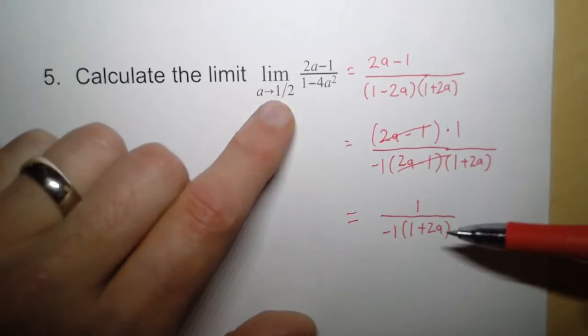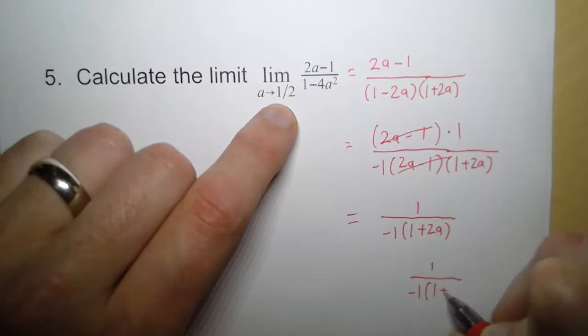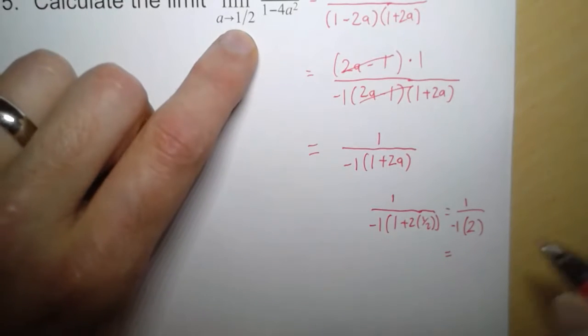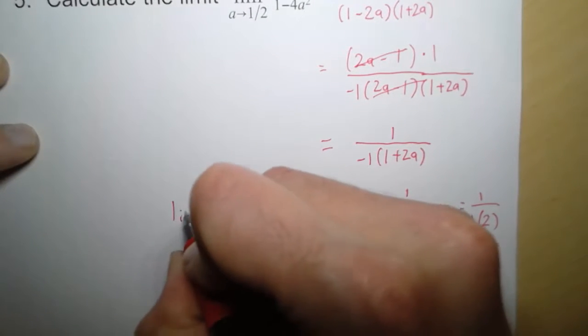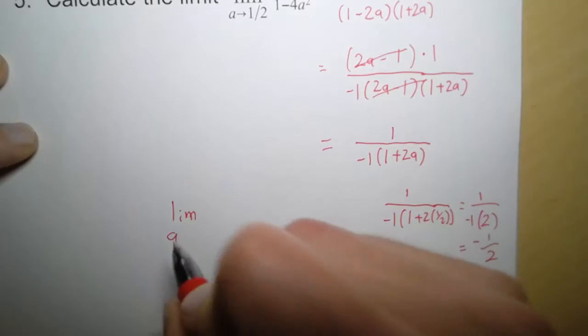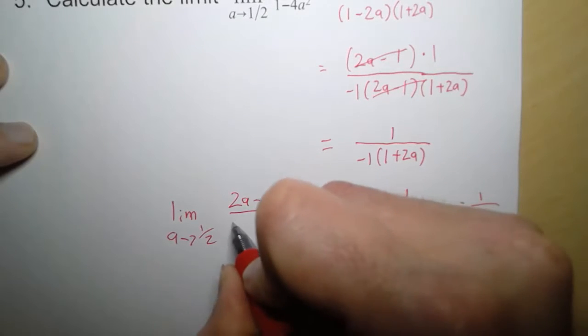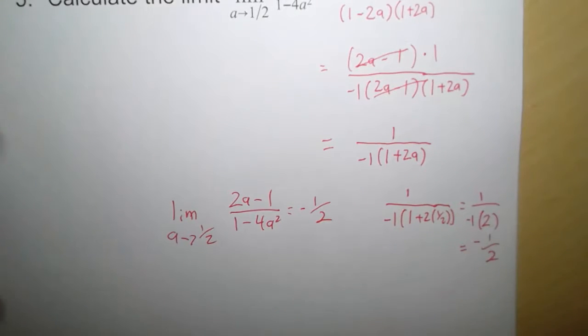At this point, now we can plug in 1/2. So 1 over negative 1 times 1 plus 2 times 1/2. So we have 1 over negative 1 times 1/2 times 2 is 1, plus 1 is 2. So we end up with a value of negative 1/2. And that is what our limit is. So over here, if we write limit as a approaches 1/2, we have 2a minus 1 over 1 minus 4a squared, and that limit equals negative 1/2. Okay.